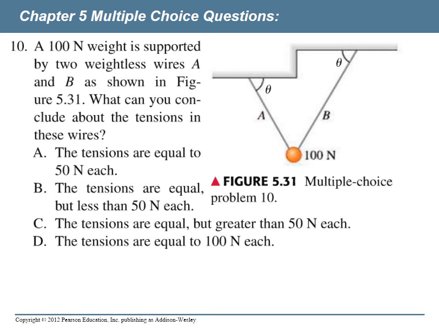So depending on the angle, it will make these be stronger and stronger, or larger and larger tensions, right? They have to be more than 50 so that when I take the sine of theta, I'm left with 50 each. So the answer would be C. The tensions are equal, but they're greater than 50 newtons each.